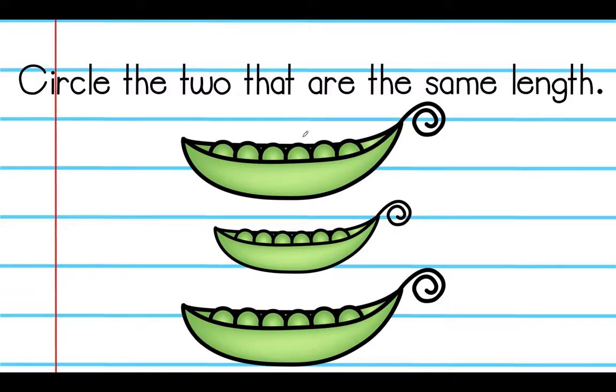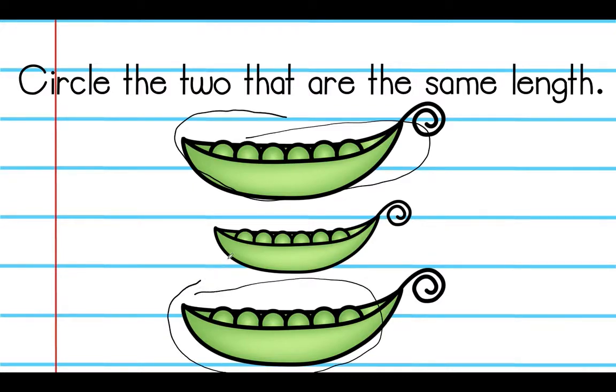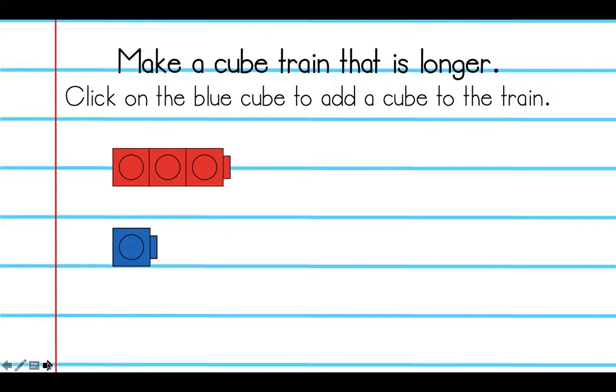And circle the two that are the same length. So you look at all three, which are the same length this way and this way. So it would be, of course, this big one right here and this one down here. These two are definitely the same length. Okay. And make a cube train that is longer. It says click on the blue cube to add a cube to the train. Make a cube train that is longer. So you want to make the blue longer than the red.